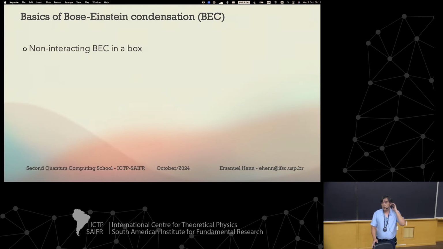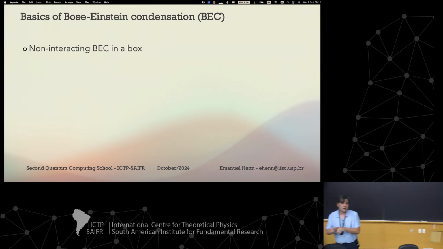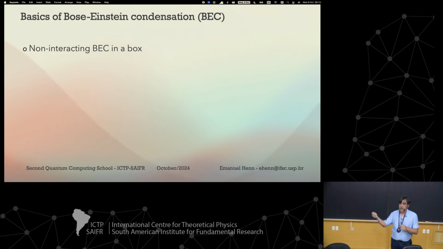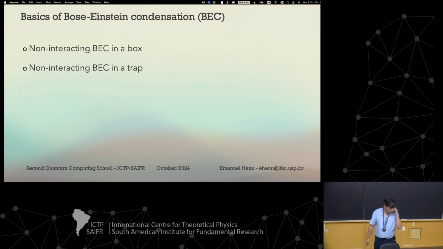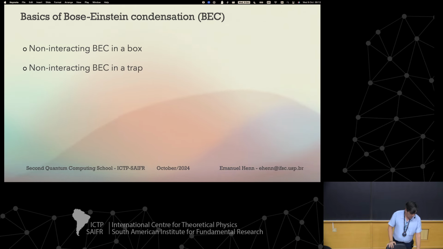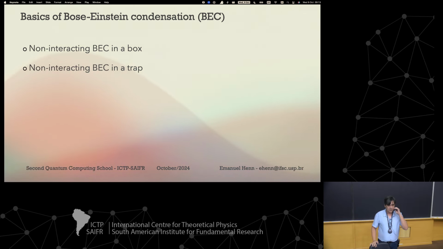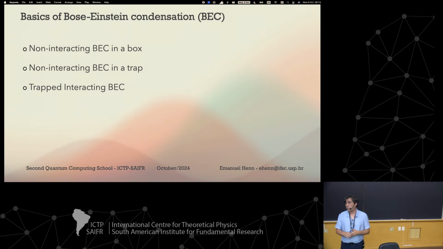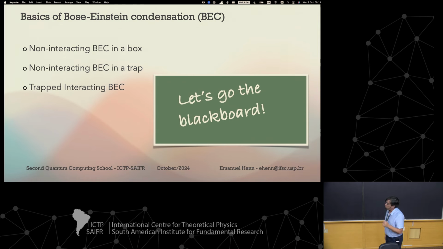So we solve now the non-interacting BEC in a box. This is a very basic problem, and you see that I'm writing simple expressions. Most of you might have seen it at some point. But this, believe me, pays off because afterwards we use almost the same expression to treat the, I'm sorry, the non-interacting BEC in a trap. So we trap without interactions, sorry. And then later on, we do the trapped interacting BEC, okay? So this is what I want to do today. Okay, we start with the non-interacting BEC in a box, and we go to the blackboard.